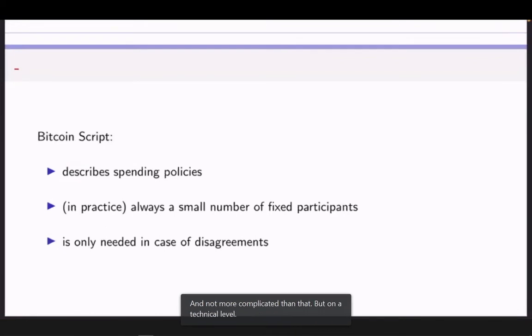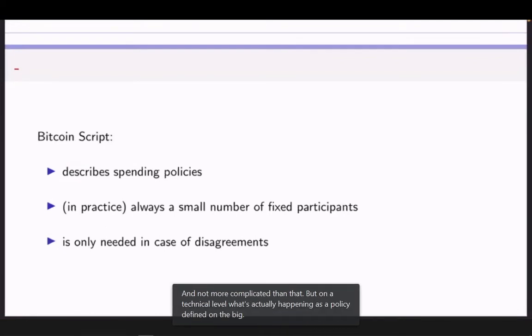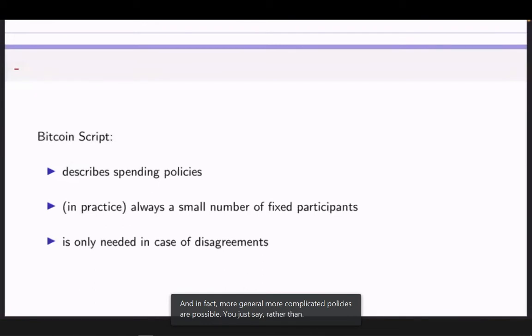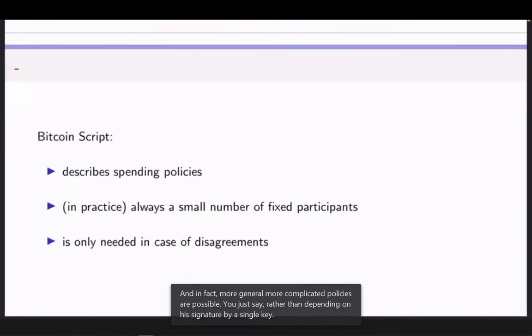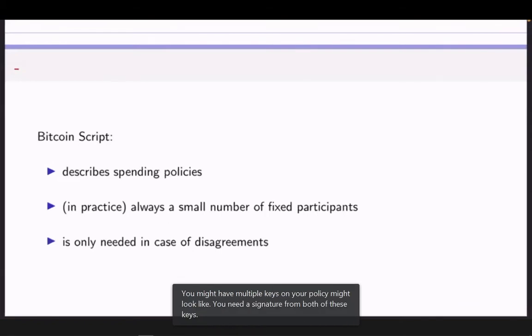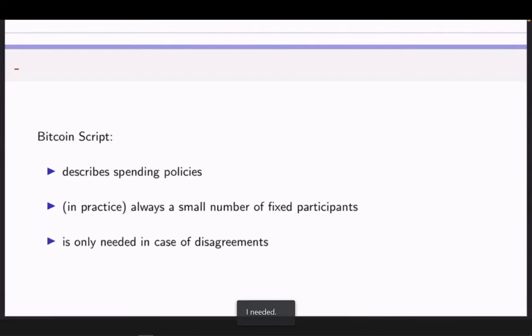But on a technical level, there's a policy defined on the Bitcoin network, which looks something like: these coins may not be spent unless by a transaction that contains a valid signature using this key. In fact, more general, more complicated policies are possible. Rather than depending on a signature by a single key, you might have multiple keys, and your policy might require a signature from both of these keys. Or you might have a large number of keys, maybe 5 or 10, and require some threshold of them. You might say that 7 out of 10 keys are needed to move some coins.